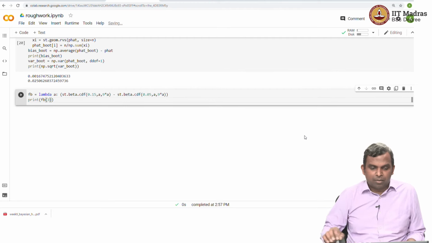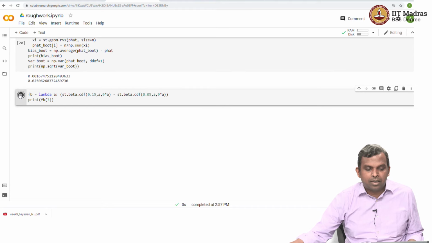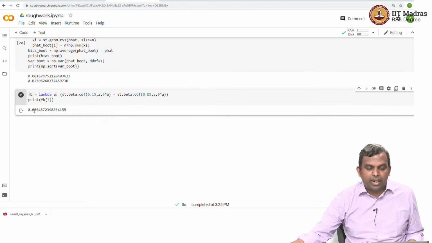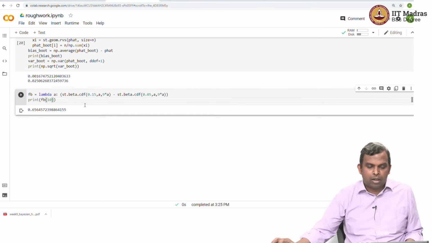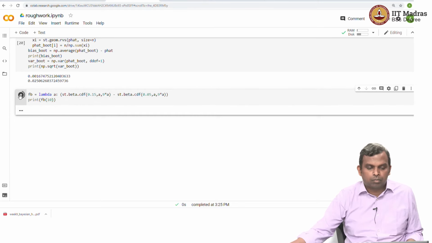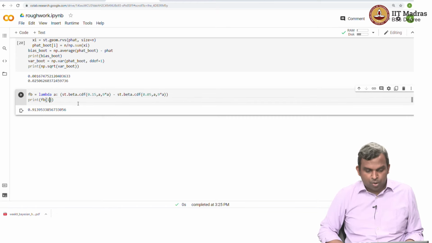FB of, I don't know, 3. Okay, so I'm going to pick alpha equals 3. I get 0.656. Okay, so that's not good enough. I want 0.95, right? So maybe I should go to 10. Okay, 0.91. That's still not good enough. Maybe I should go to 13.